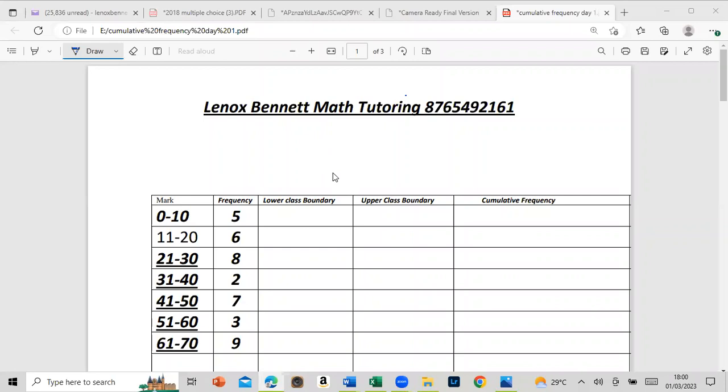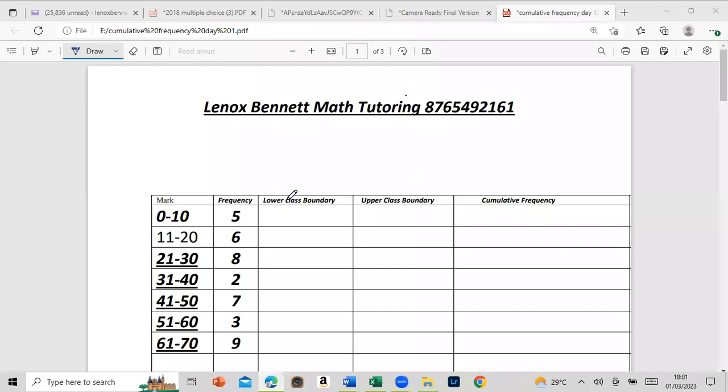Alright guys, so we're going to look at cumulative frequency. You can go right into it. Basically, with cumulative frequency, you will be required to do it on a little graph. We're not going to do that today, but in the future, I hope you guys can do it and send it to me.